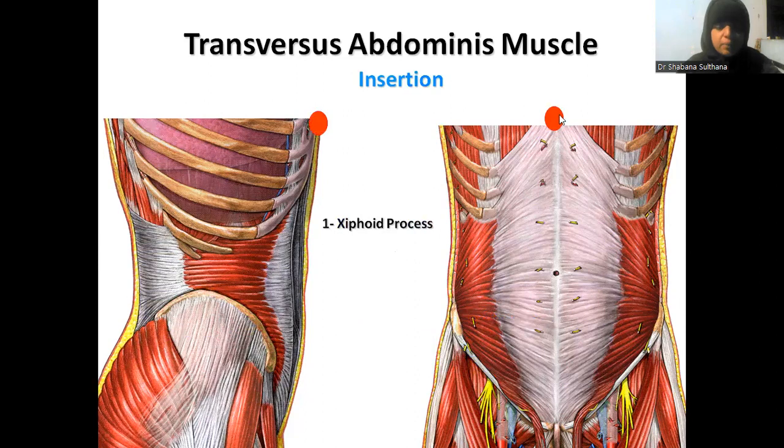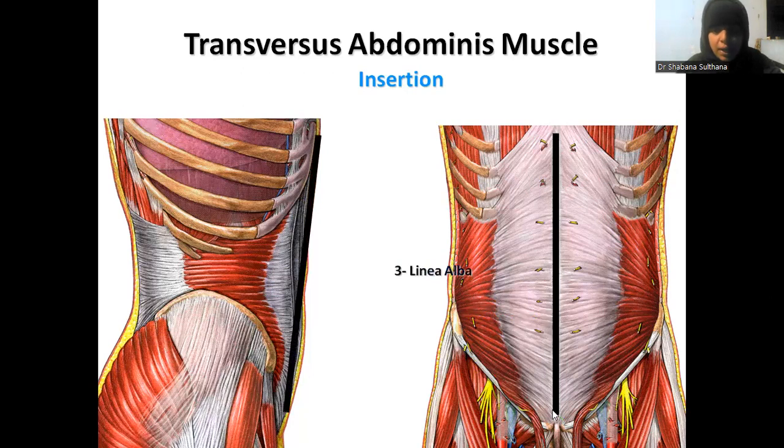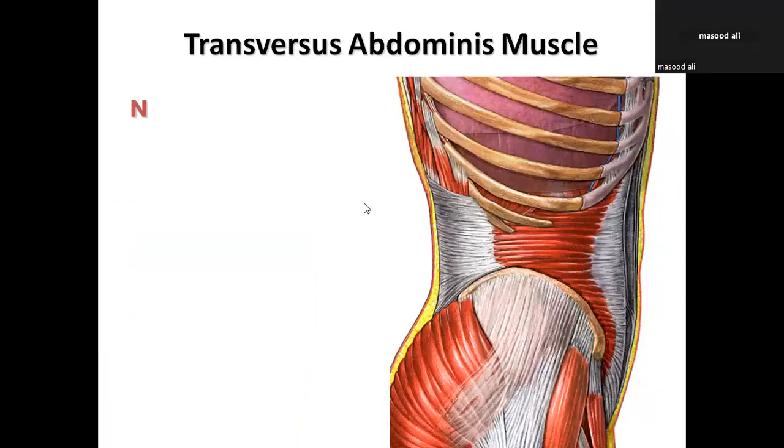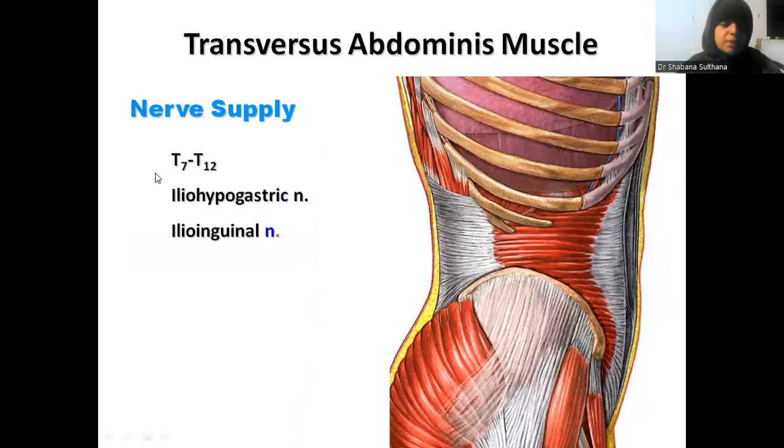So this is the xiphoid process. Then this is the pubic crest. So this is called linea alba. We know this midline, from the xiphoid process to the pubic symphysis, we have linea alba. How is the direction of fibers? Transverse, and they are running in a straight line, horizontally, isn't it? So now coming to nerve supply. Same thing, T7 to T12, iliohypogastric and ilioinguinal.